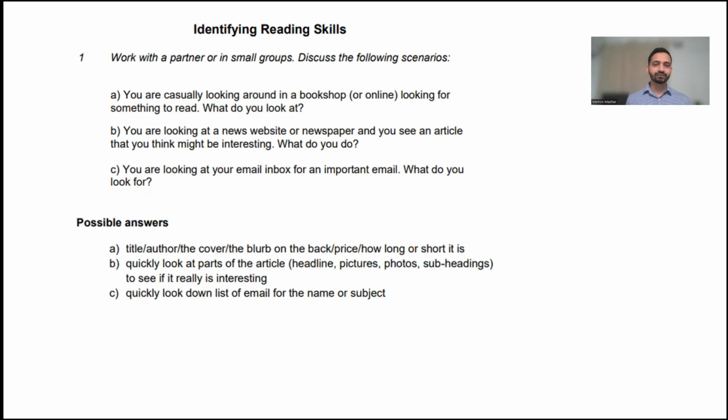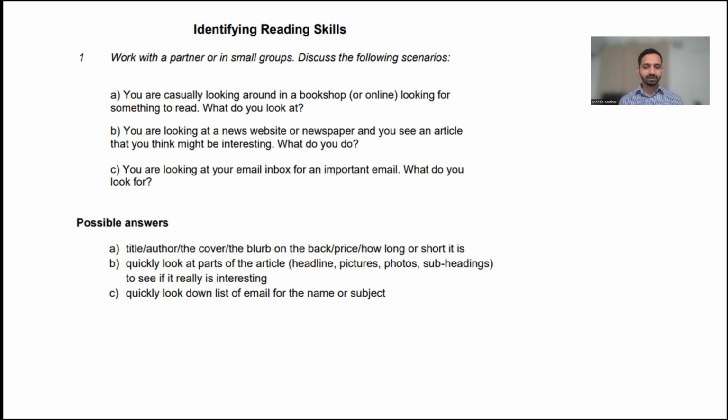All right, you might have had a chance to look at it on your own and maybe come up with some responses. The possible answer here is that if you're looking casually around a bookshop, looking for something to read, what do you look at? You look at the title, author, the cover, the blurb. The blurb is a short summary at the back of the book or in the front of the book.